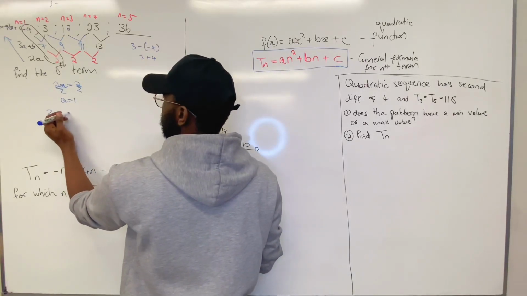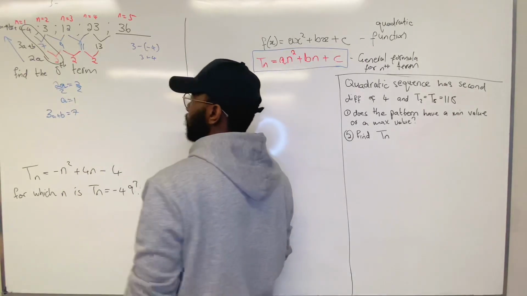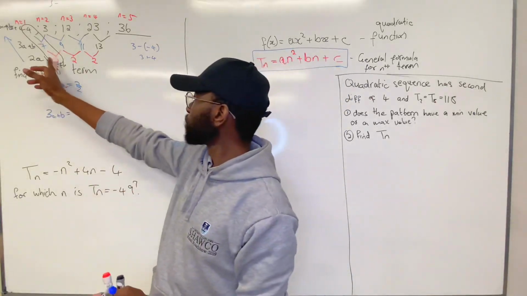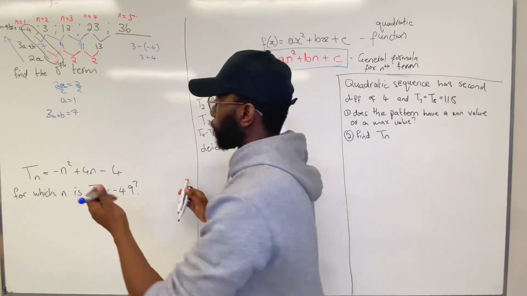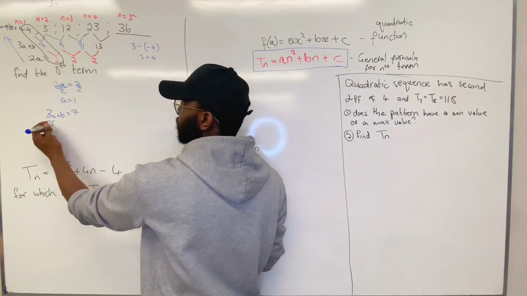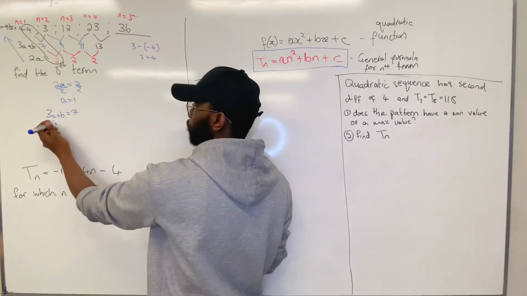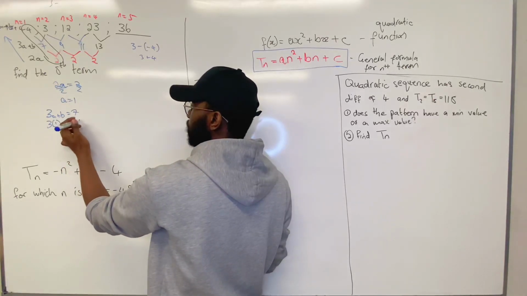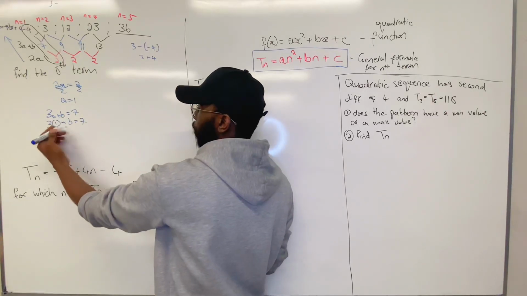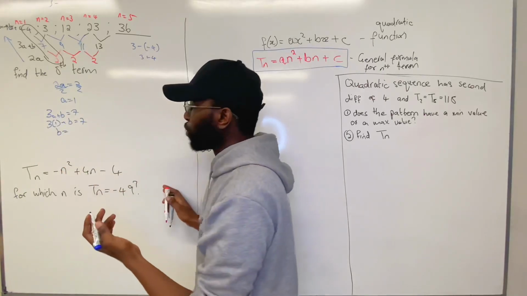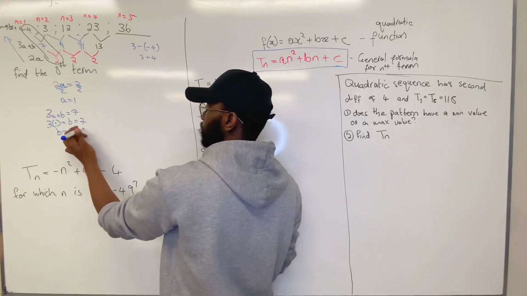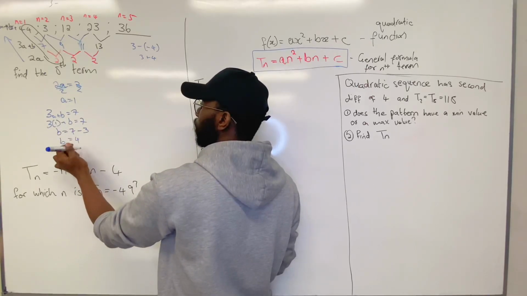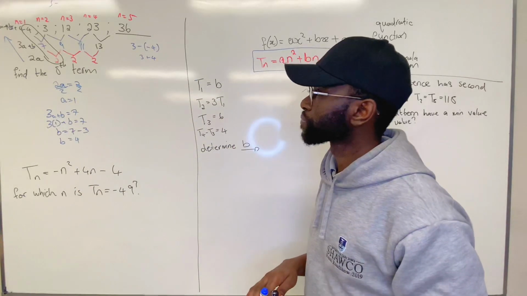3a plus b is equal to 7. We use these first terms of each sequence. Now, we already have the value of a, which is 1, so we put it in there, and we have 3 plus b equal to 7. Now, make b subject of the formula, it will be 7 minus 3, so b will be equal to 4.